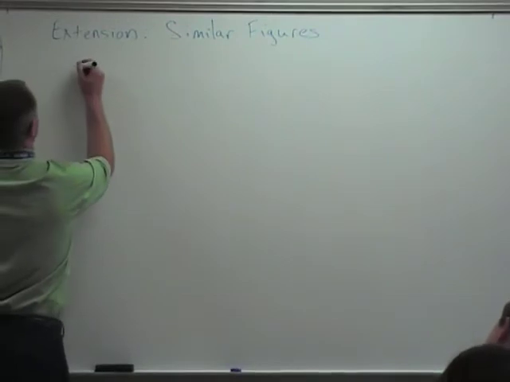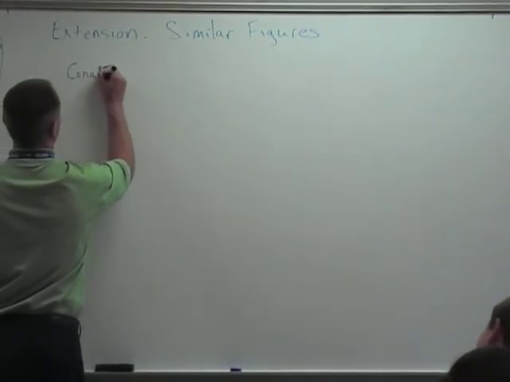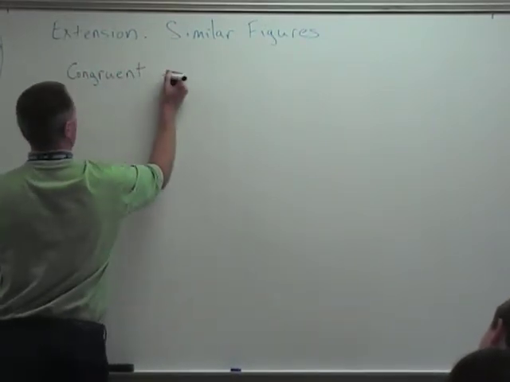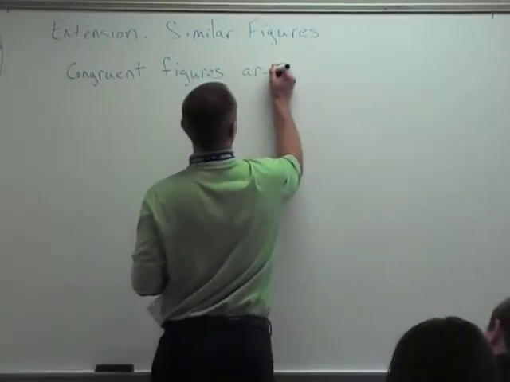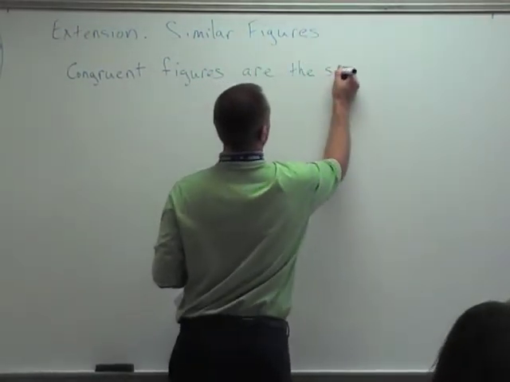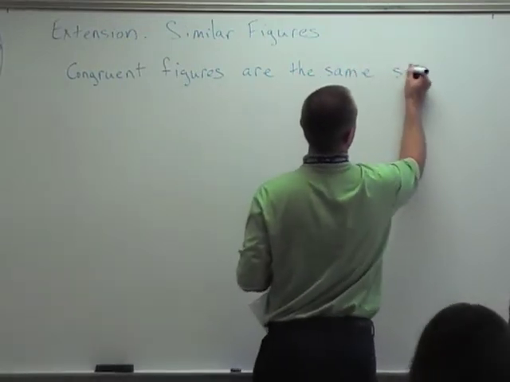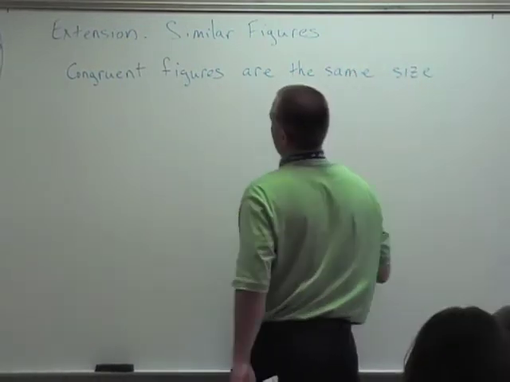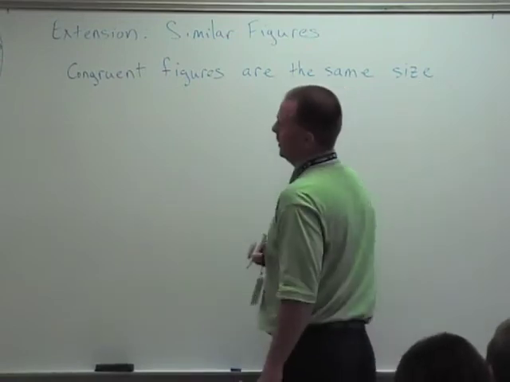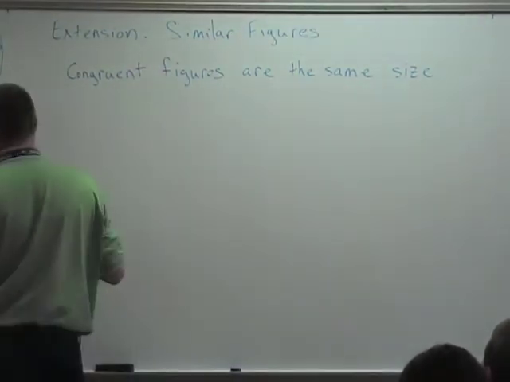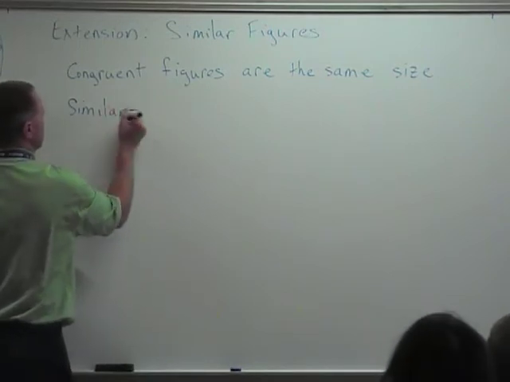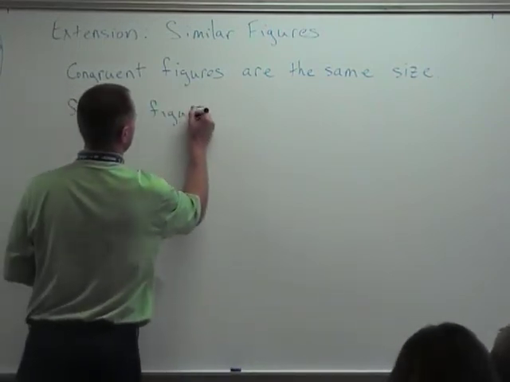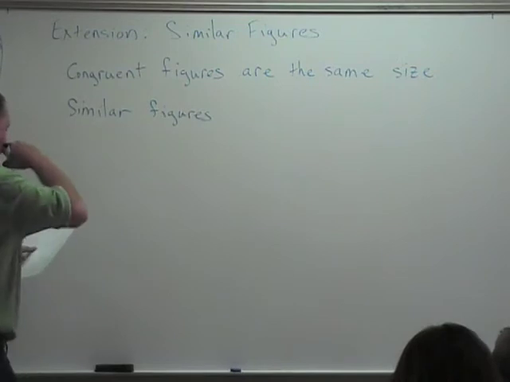We understand. Congruent figures are the same size. You need to know the difference between congruence and similarity. Similar figures are proportional.